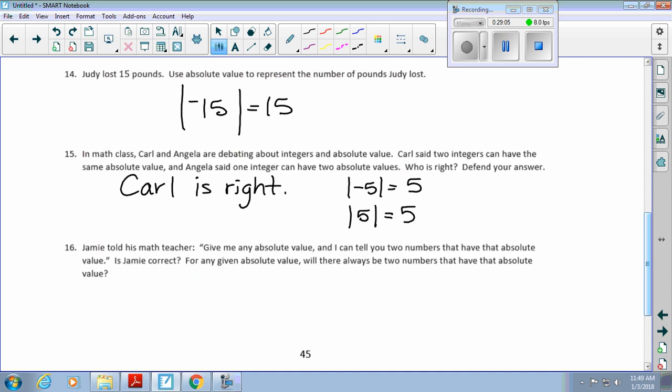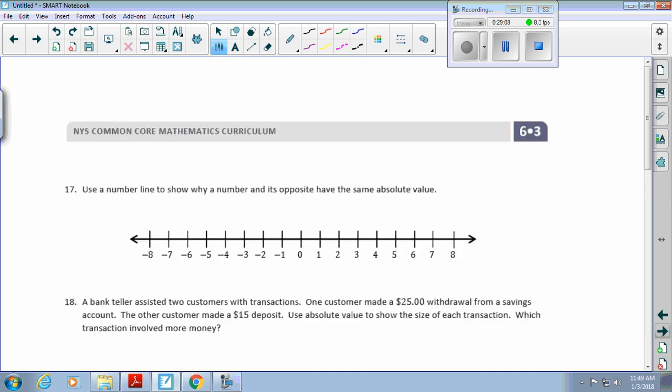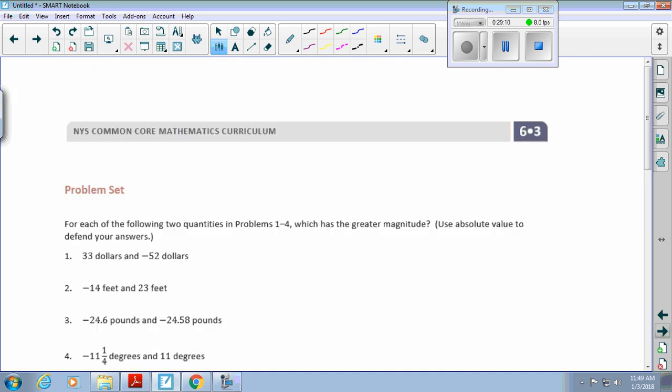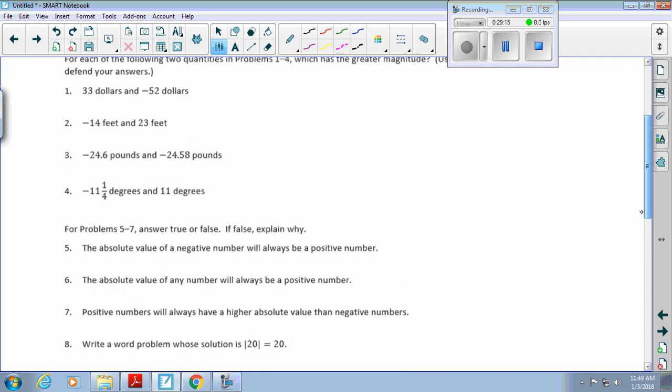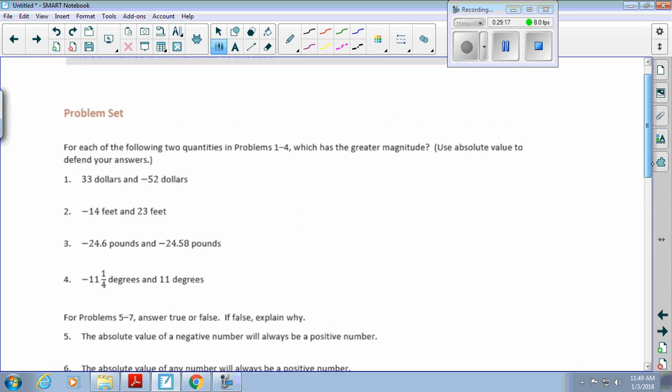Okay, I'm going to explain your homework. So if you guys could flip to page 47. Okay, so questions 1 through 4, you have to decide which of these two numbers has the greater magnitude. Magnitude is a synonym for what again? Absolute value, very good. So they want you to compare the absolute value of the numbers they gave you. $33 compared to the absolute value of negative $52.